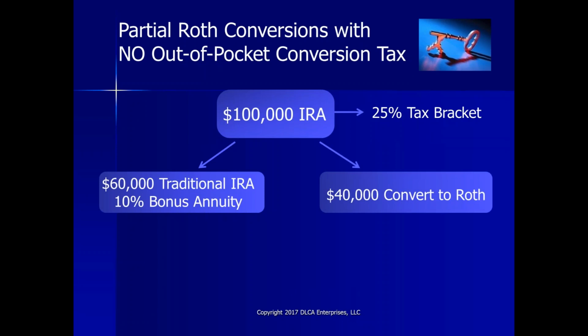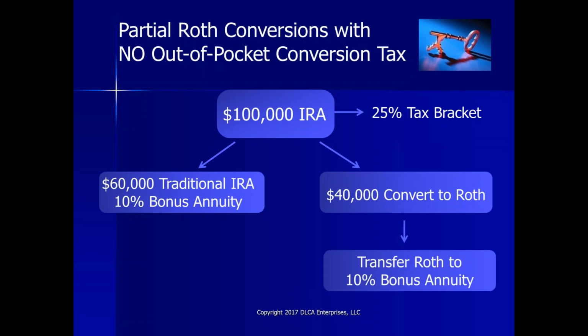The remaining $40,000, I would convert that to a Roth and then transfer that to an annuity that has a bonus. We're just using 10%. These numbers can move around. So here's what they'll wind up with.